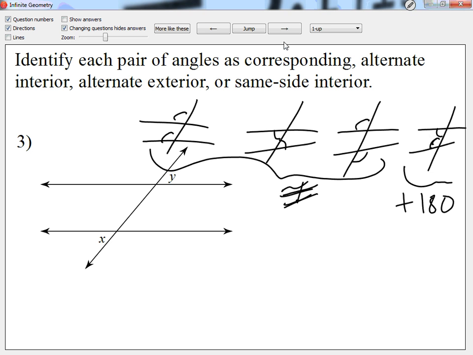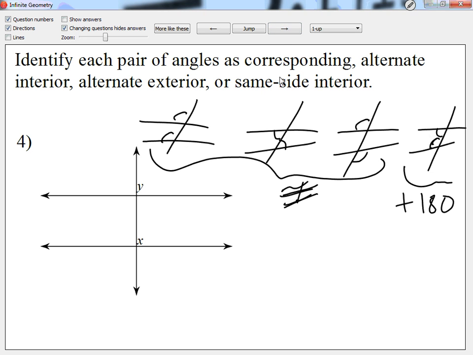Can we put corresponding? Do we have to put alternate corresponding or just corresponding? For corresponding, it's just corresponding. The others, like alternate interior, alternate exterior, then yeah, alternate. But corresponding is just corresponding. Number 4, that's corresponding. Remember, alternate will mean different sides of the transversal, but they're on the same side. Any other questions on the first 10?